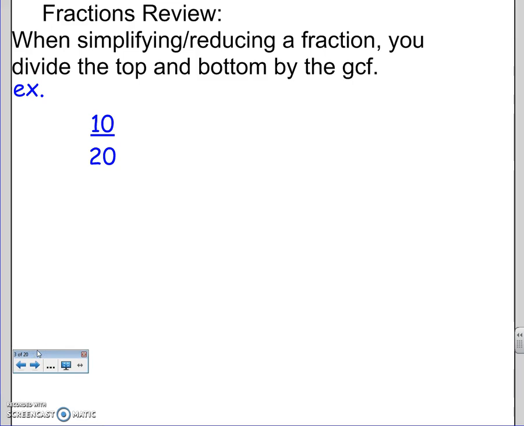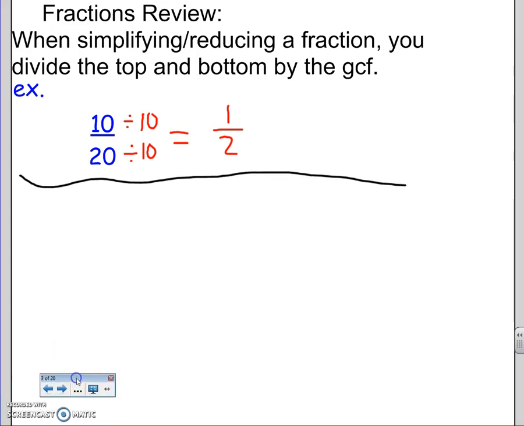So when you simplify or reduce a fraction, you divide the top and bottom by the GCF. For example, in the old way, y'all knew to divide the top by 10 and the bottom by 10. So that would give us 1 over 2. Now that way doesn't quite work as well. It's not as obvious when we're doing the variables. So let me show you the new way. So we're going to factor first. So I'll say that was the old way. The new way involves factoring.